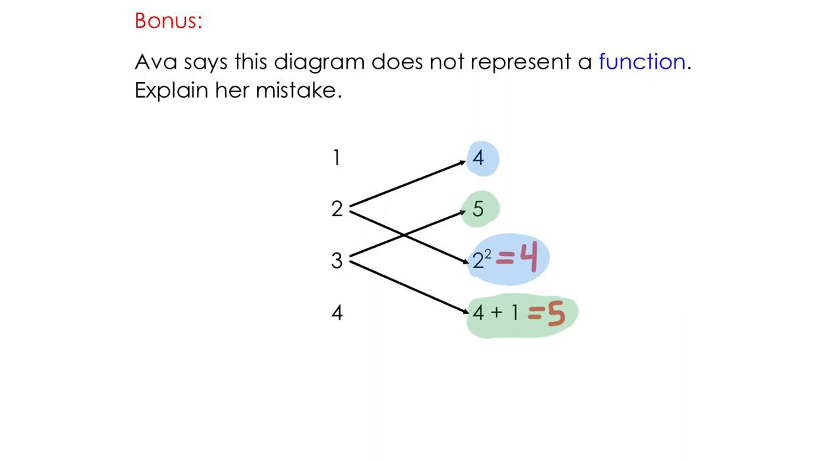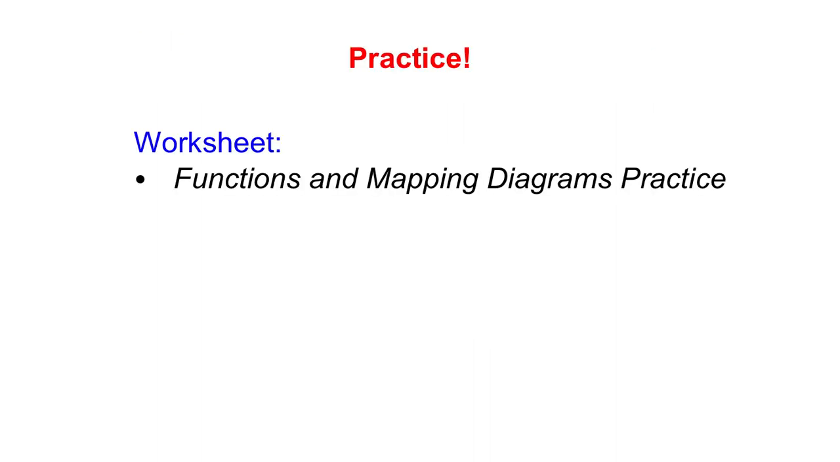Her mistake was not recognizing that 2 squared is 4, so 4 and 4, that's the same output. So there's really only 1 output for this input. Same with this, 4 plus 1 is 5, so 5 and 5, that's the same output. So there's only one output for the input of 3. So again, each input only has one output. This is a function.